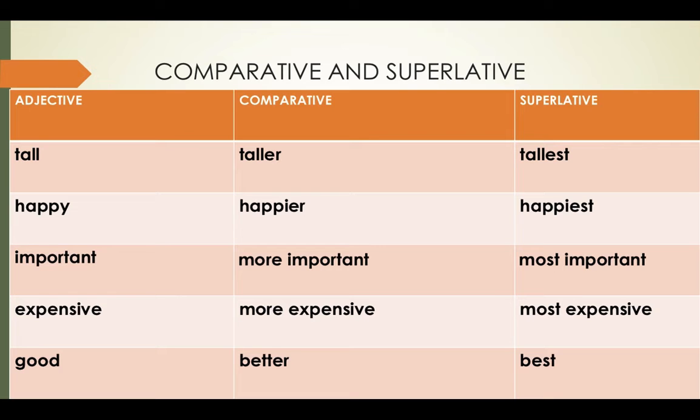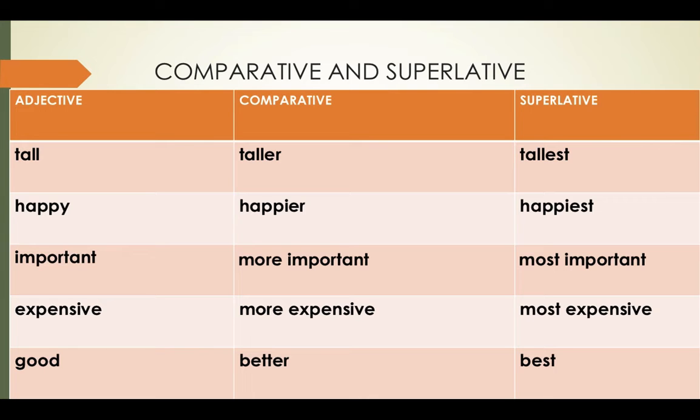Is this clear? When we have a long adjective, we are not going to add er or ier. We're going to add more in comparative and the most in superlative. So: important, more important, the most important; beautiful, more beautiful, the most beautiful.